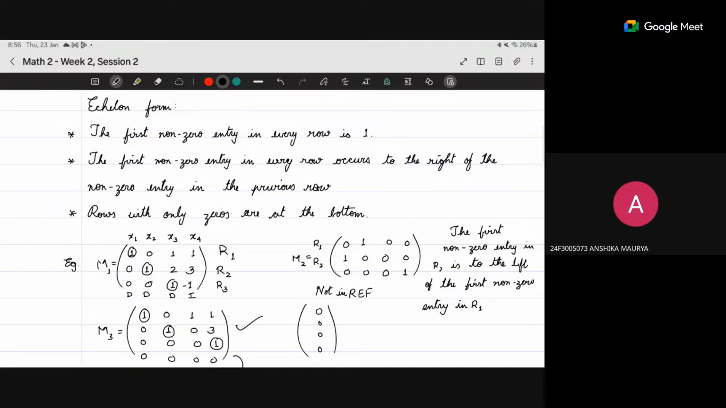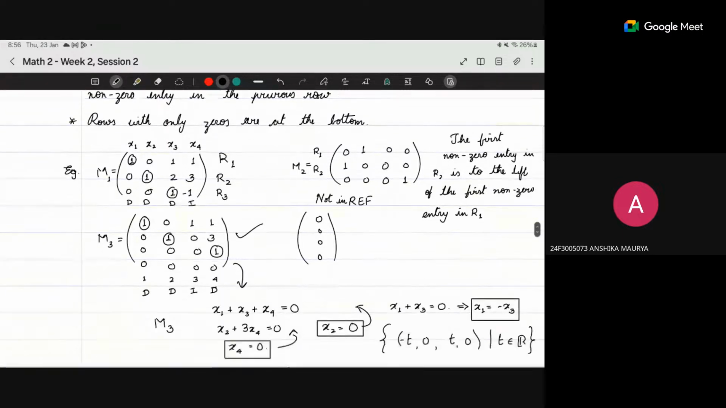So there are two things you have to check. The third thing is just the ordering of the rows. But the two things you have to check are: the first non-zero entry is always a 1, and that first non-zero entry, compared to the previous row, has to be to the right. Not even equal is okay. It has to be strictly to the right. It can be multiple steps to the right, but it has to be to the right. Yes, I got it. Okay.